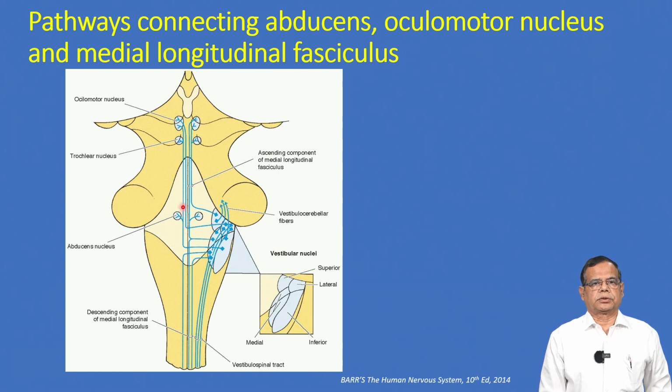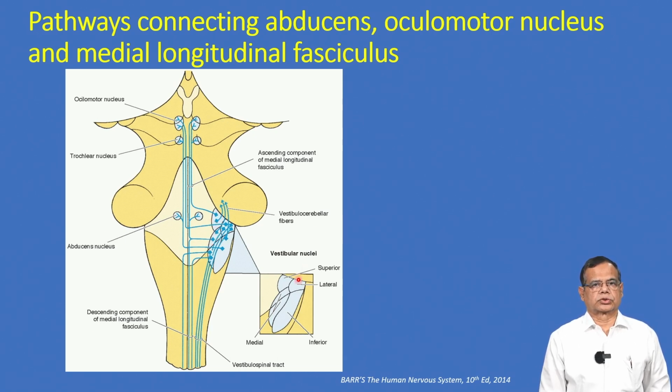The fibers from the vestibular nucleus join the medial longitudinal fasciculus, and see the position of the 3 nuclei. The oculomotor nucleus lies in the midbrain, and also the trochlear nucleus, which is the 4th nerve, lies in the midbrain, and the abducens nerve nucleus lies in the pons. The vestibular nerve nucleus is present both in the upper part of the medulla and the lower part of the pons.